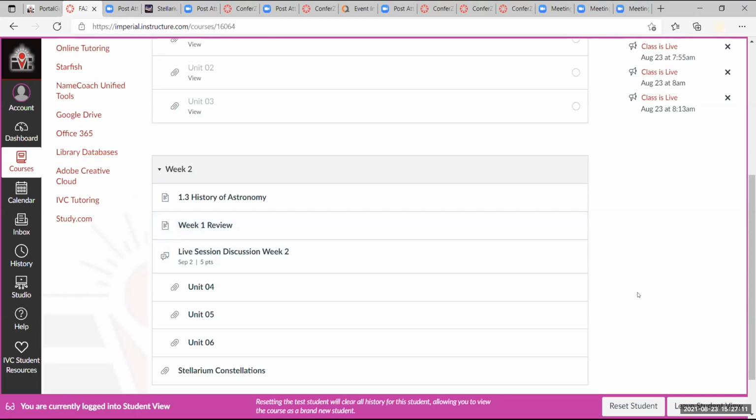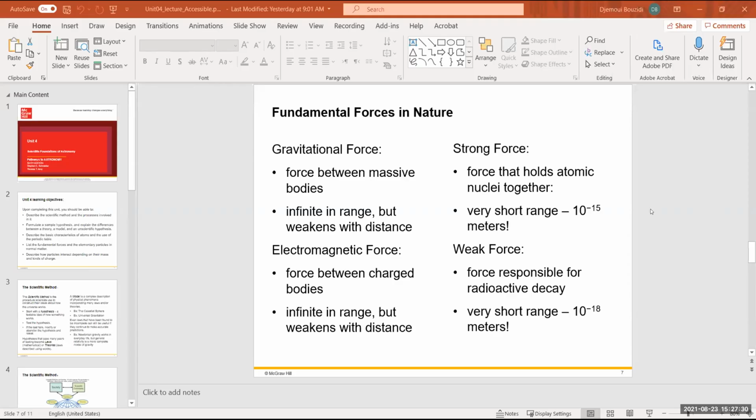So let me stop sharing this screen in here. Oops. And let me share with you another screen in here. Let me pull it first from Unit 4. So this is unit 4. Is this unit 4? Yes, this is unit 4.